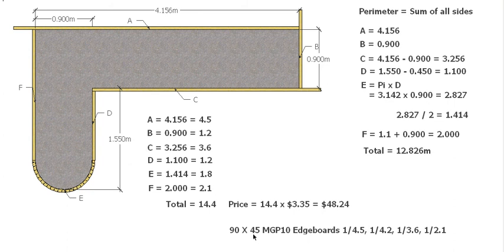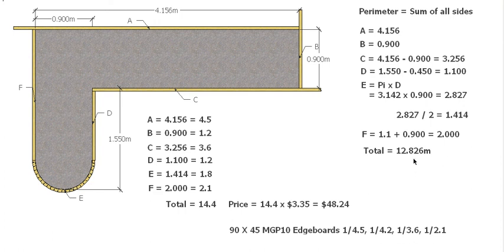It's 90 by 45 MGP 10 is the type of timber. It's going to be used as edge boards. And you'll notice I haven't ordered exactly what's in my length because I've combined some of it to make full lengths. So I've ordered a 4.5, which is that one there. My 1.2, 1.2 and 1.8 I've combined into a 4.2, and my 3.6 I'm going to order individually, and my 2.1 I'll order as a separate length. So they're all organised, longest length first, and that's my timber order for this job.